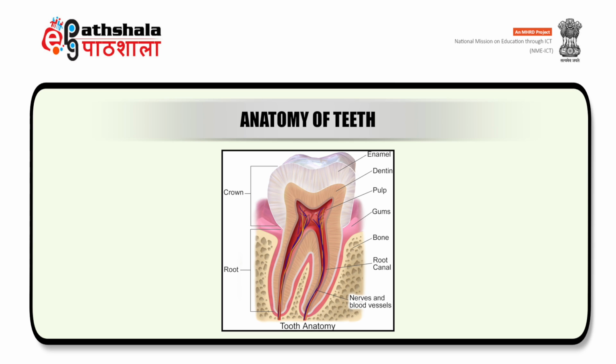Next is pulp. It is the soft tissue found in the center of all teeth, where the nerve tissue and blood vessels are. If tooth decay reaches the pulp, we usually feel pain. The pulp extends from the crown to the tip of the root. Cementum is the next layer of the teeth, that is a bone-like tissue covering the root. It is not as hard as enamel.